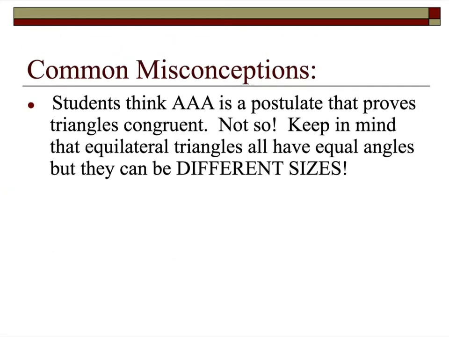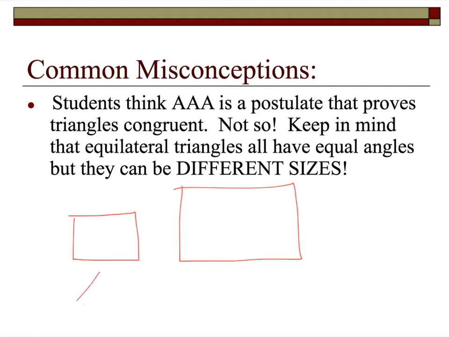So we often think that angle, angle, angle is a postulate that would prove triangles congruent, and it is not quite the case. I think about angle, angle, angle not in the context of triangles so much, but almost more like rectangles. Imagine if you take a picture that's rectangular in shape, and you enlarge it. You still have 4 right angles, but are those things the same size anymore? No. And the same concept holds true with triangles.